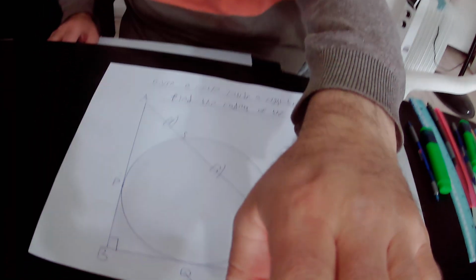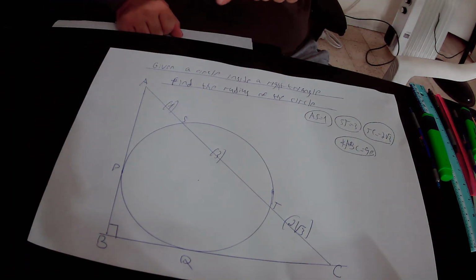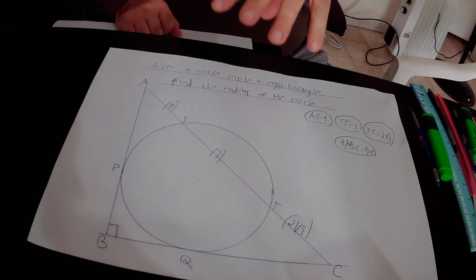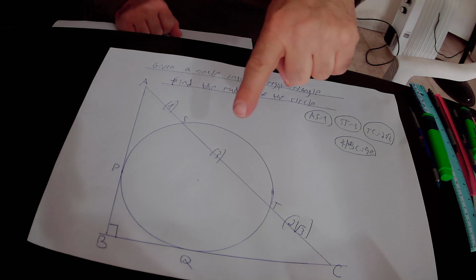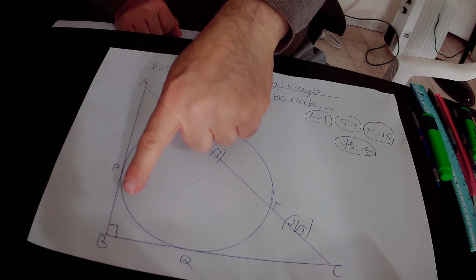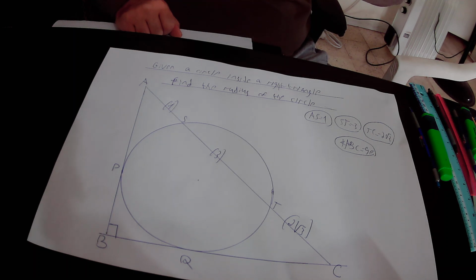And now in this lecture we find out the radius of a circle. In the drawing we have the right triangle ABC. Inside this right triangle we have this circle, and our mission is to find out the radius of this circle. In addition, we know that this is angle ABC, that is the right angle.